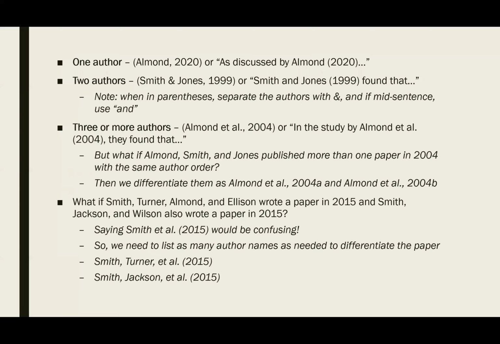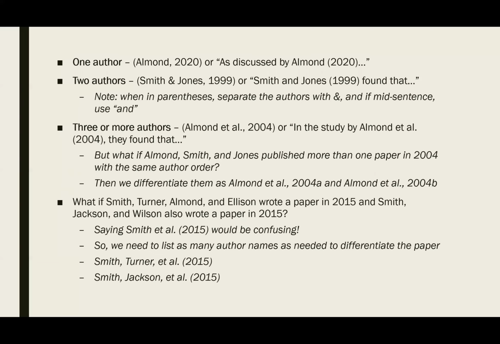But what if Smith, Turner, Almond, and Ellison wrote a paper in 2015, and Smith, Jackson, and Wilson also wrote a paper in 2015? So the years are the same here, and Smith is the first author on both, which would mean saying Smith et al. 2015 would be very confusing. But the author order is different in this case. So we need to list as many author names as needed to differentiate the paper.